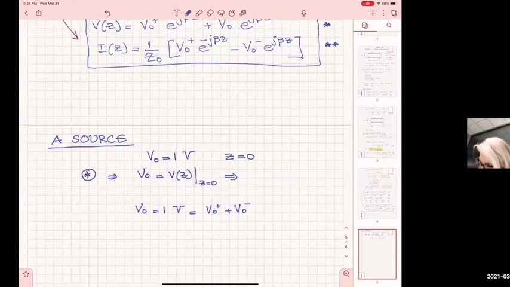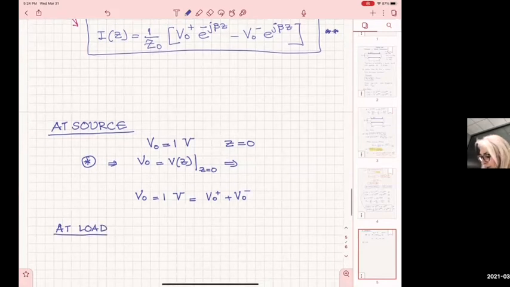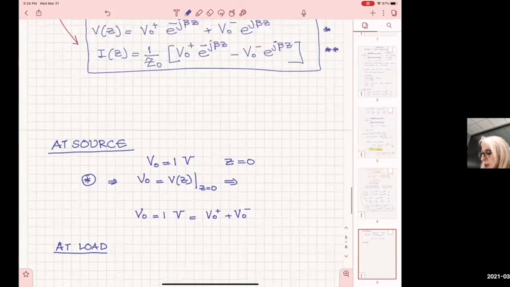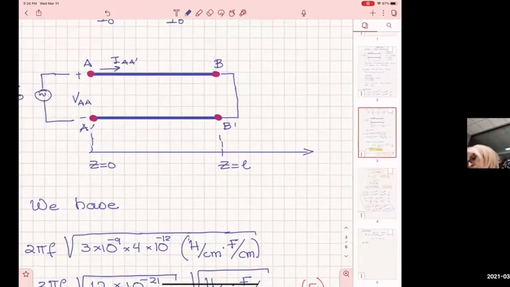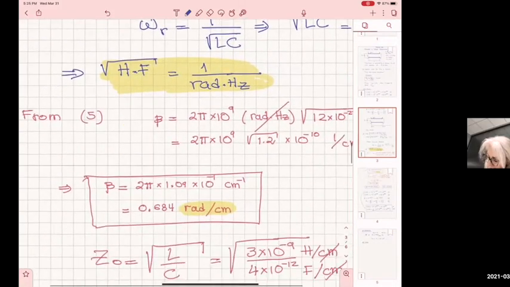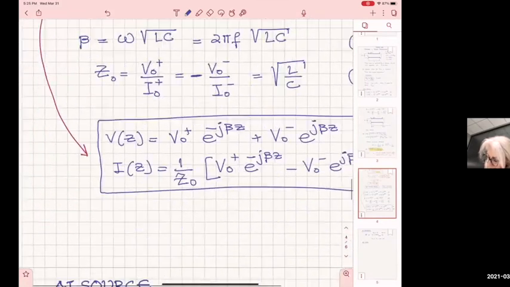What else do I know? At the load, what happens at the load? What do we know that is happening at the load? We have a short, you remember? What happens to the voltage at a short? What is the voltage at BB prime? Zero. Zero.